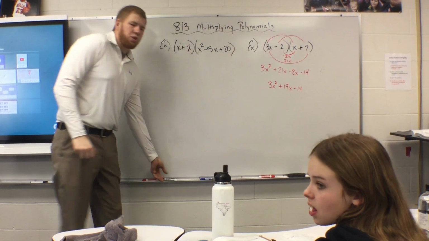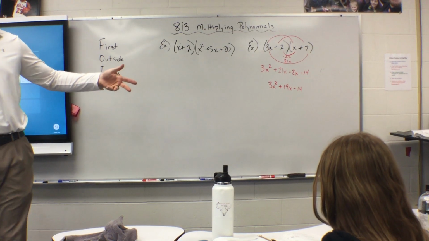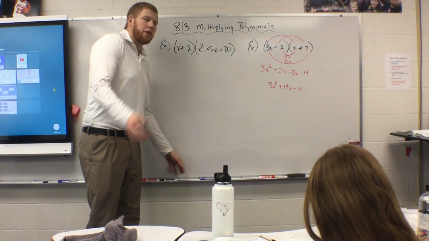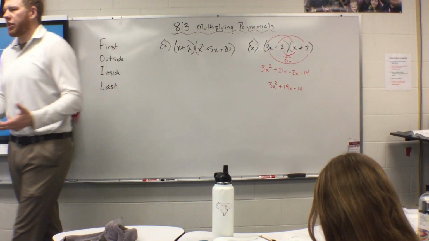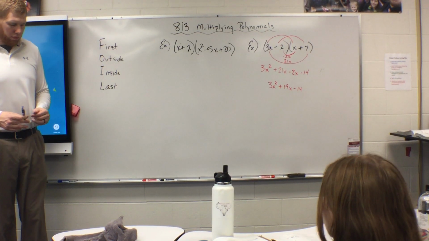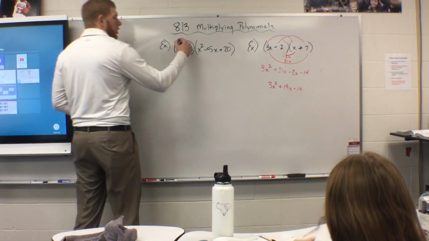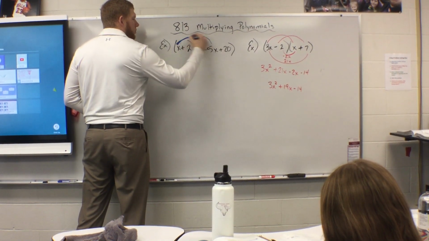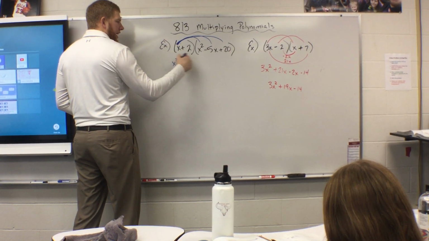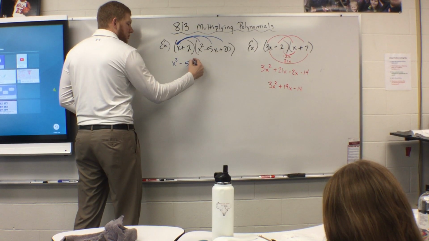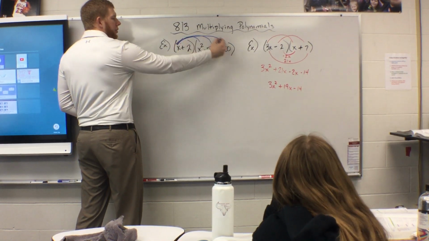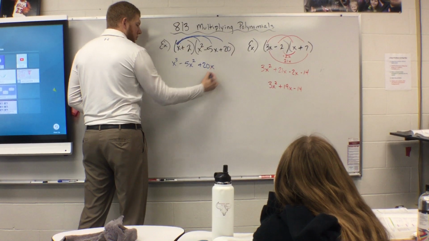Okay. Now, is this multiplying a binomial by a binomial? No. This would be a binomial times a trinomial. So in this case, we're going to go back to how we started and just use the distribution property all the way through. So do you still take everything times everything? So again, x times everything. x times x squared is x to the third. x times negative 5x would be negative 5x squared, right? And then x times 20 is 20x.